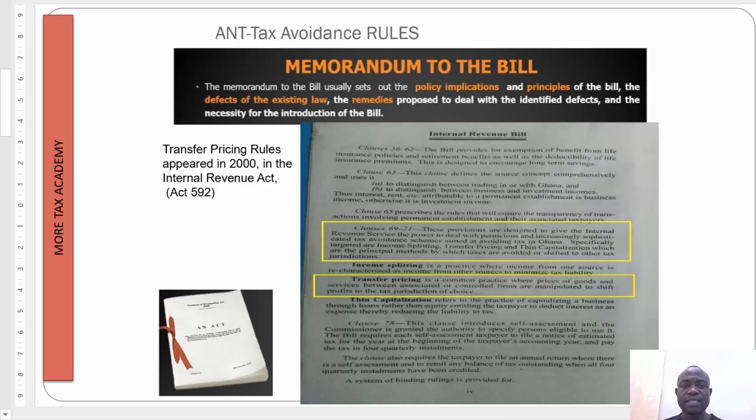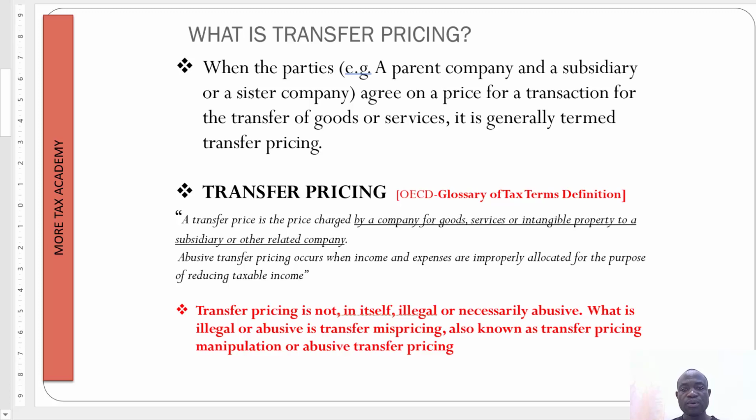So like the law has indicated, they are one of the sophisticated ways through which taxpayers avoid paying taxes. So that is going to be the focus of this discussion. So what is transfer pricing at all?